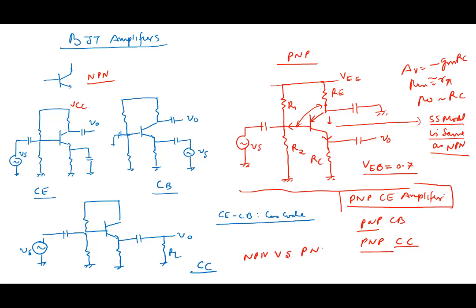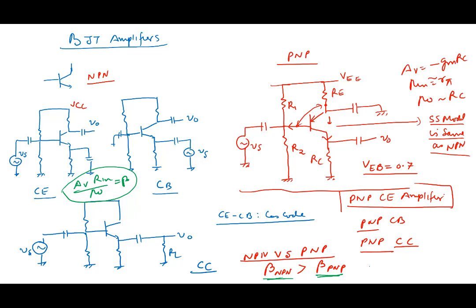PNP versus NPN is not very attractive because generally beta of NPN you will find is greater than beta of PNP. Remember, for a common emitter amplifier, we had seen that the response, AV times Rin by R0, was equal to beta. So beta is very important, and beta of PNP is generally lower than beta of NPN.